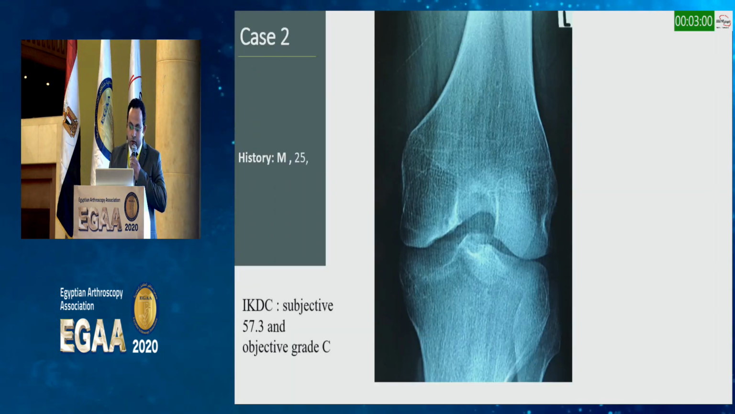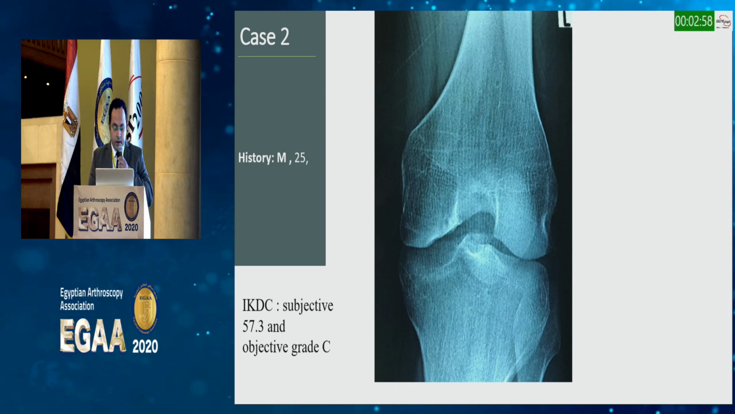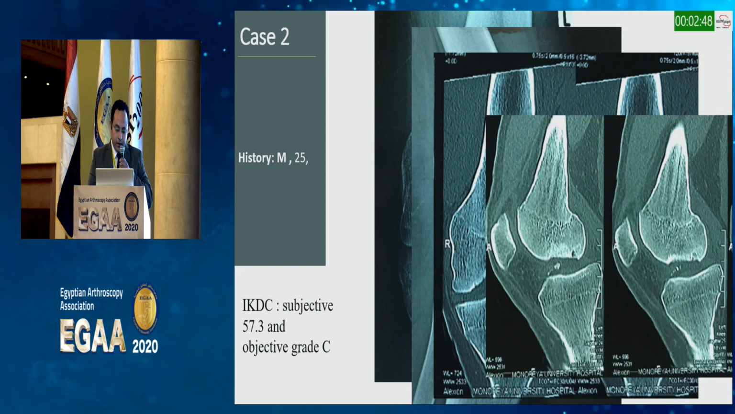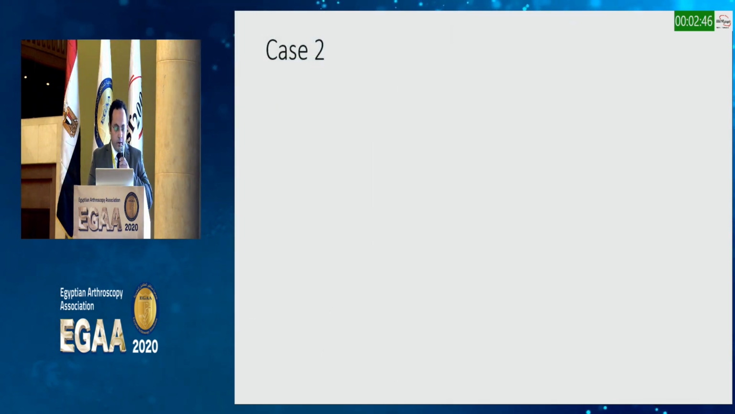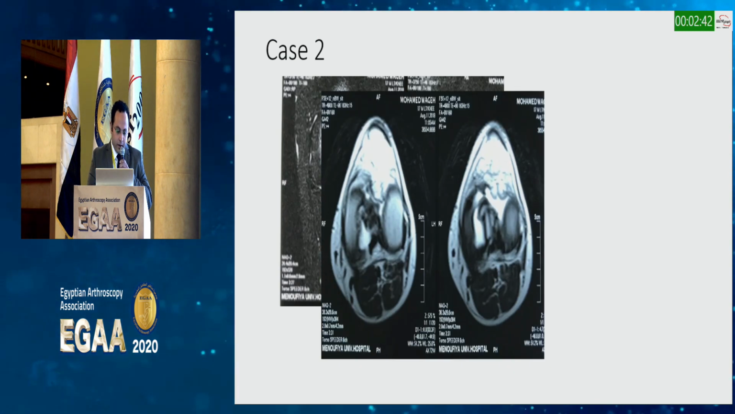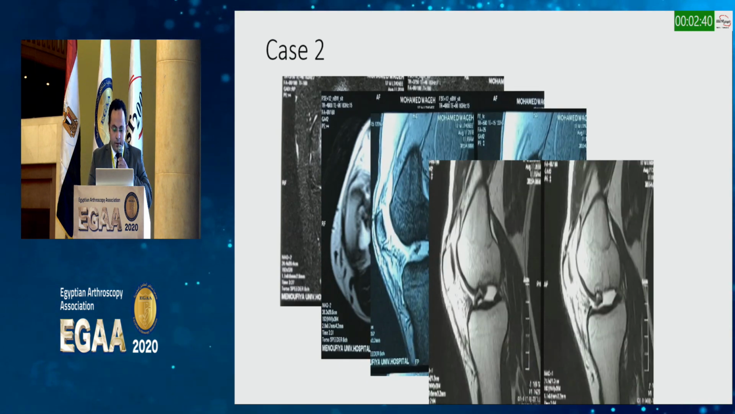Another case: a male patient, 25 years old, with a subjective IKDC score of 57.3 and grade C objectively. X-ray, CT, and MRI showed a defect occupying the whole medial femoral condyle in the weight-bearing area, with MRI showing extension of the defect along the weight-bearing area.